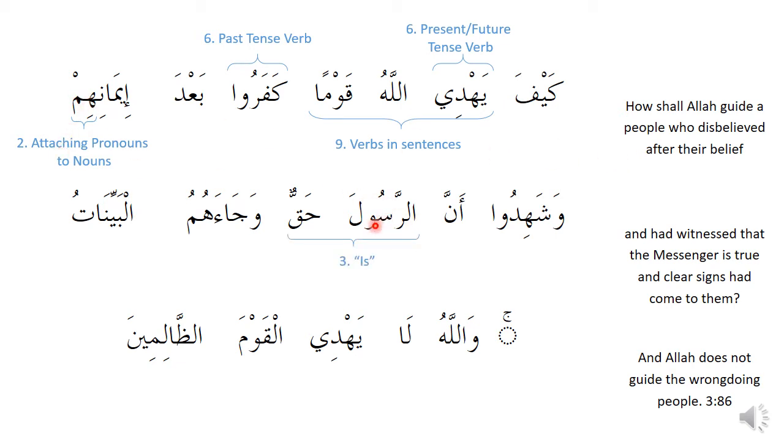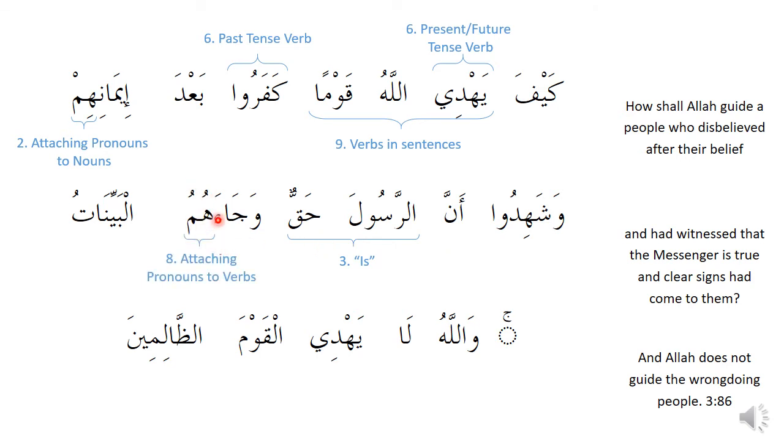The next lesson is around is. So here the translation is the messenger is true. There's no is in Arabic. It's ar-rasulu haqqun. So the messenger is true. Where's the is? The way you show an is relationship is just by the vowels in this verse. So it's not immediately obvious, but this is one of the lessons we'll be covering. This is lesson number 3 out of the 10 grammar lessons, the is relationship.